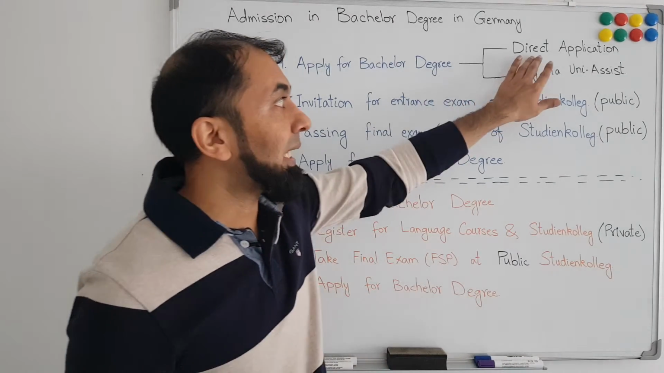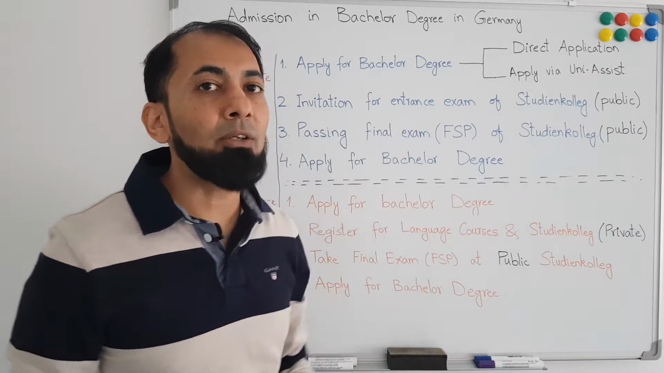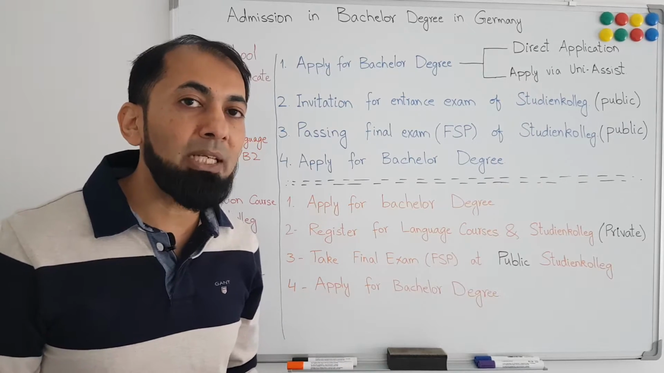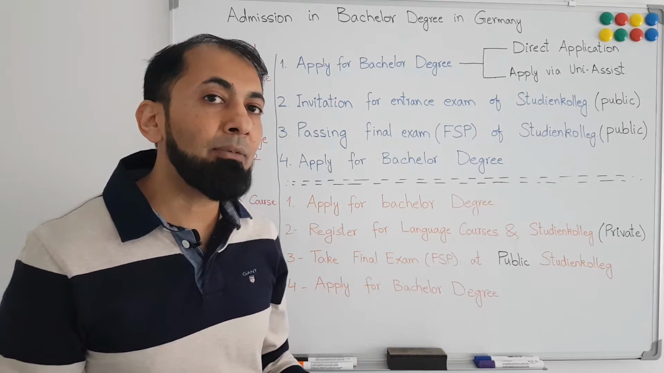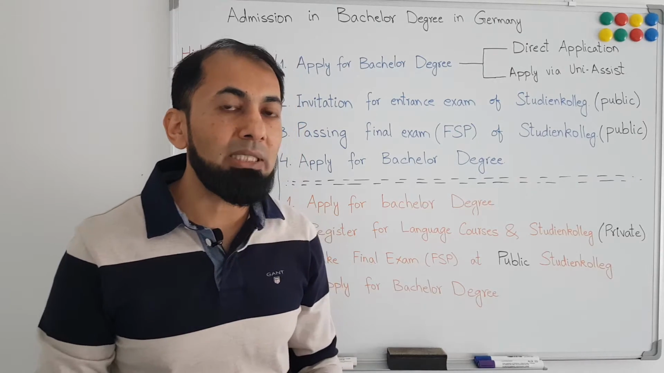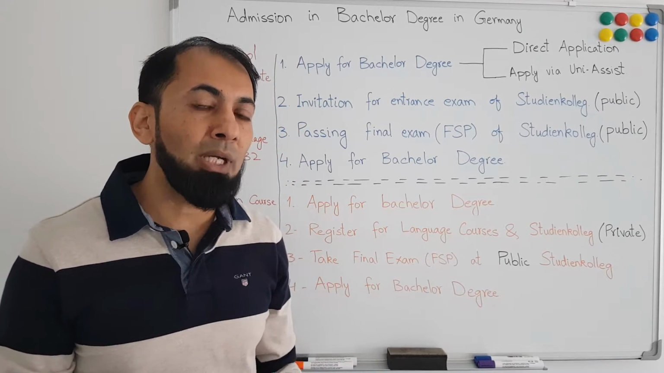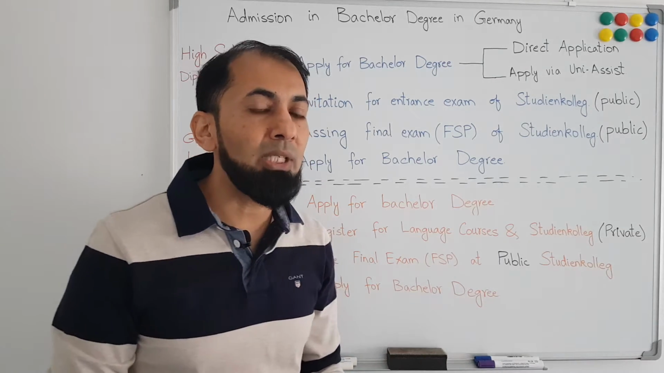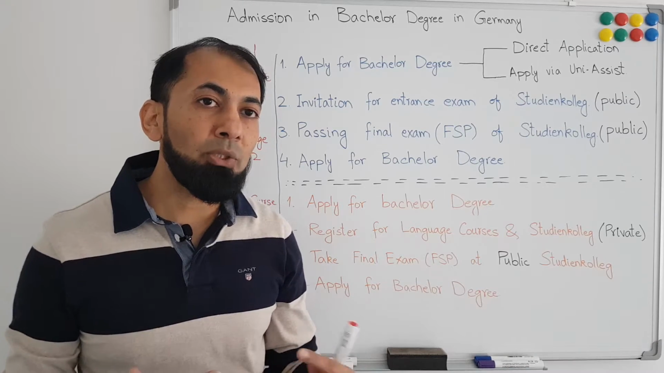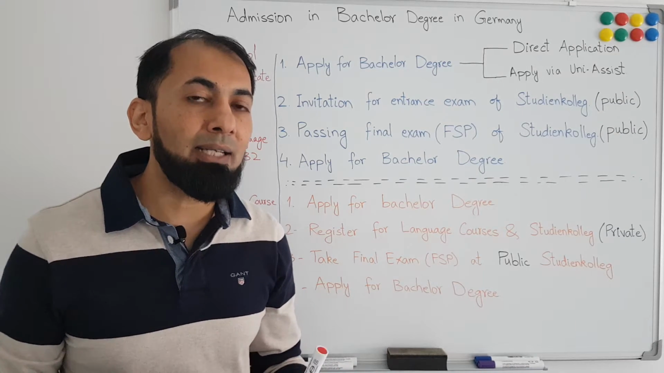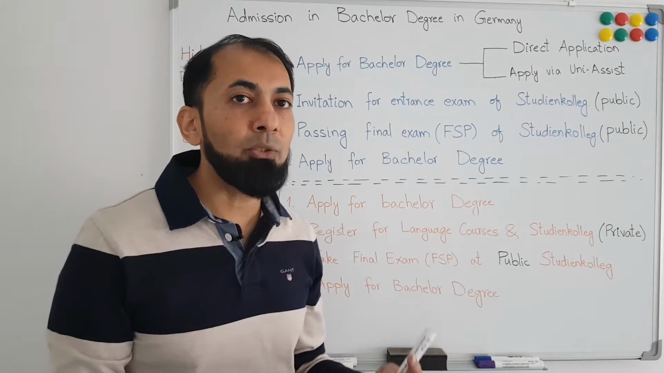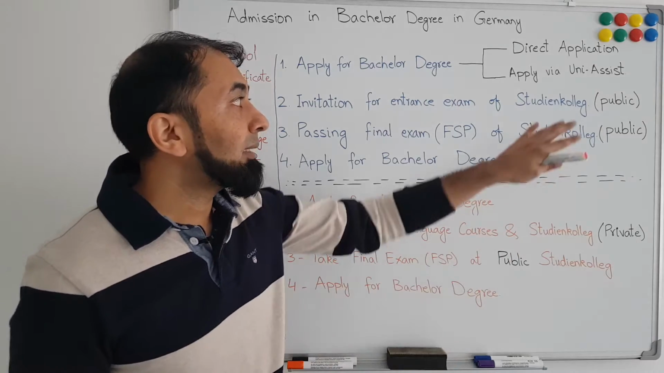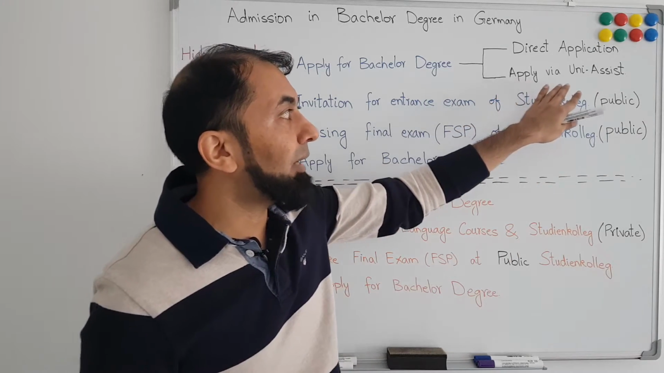The application process can be direct application, which means that on the website of the university there will be a portal through which you can send your application to the university. Again, there will be two options. Either the university will say that you only apply through soft copies of your documents, or the second option is to upload the documents on the university portal and then send the attested documents to the university through post. The exact process will be mentioned on the university's website. Now the second option is to apply via Uni Assist.